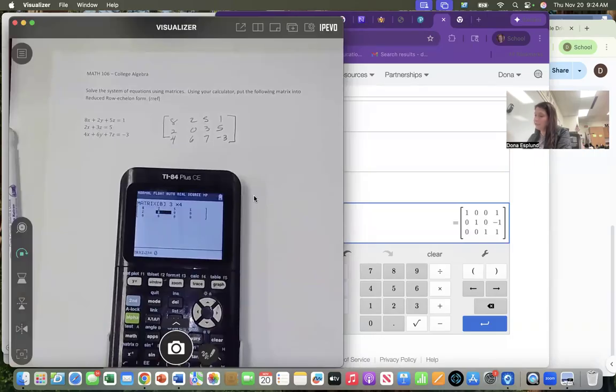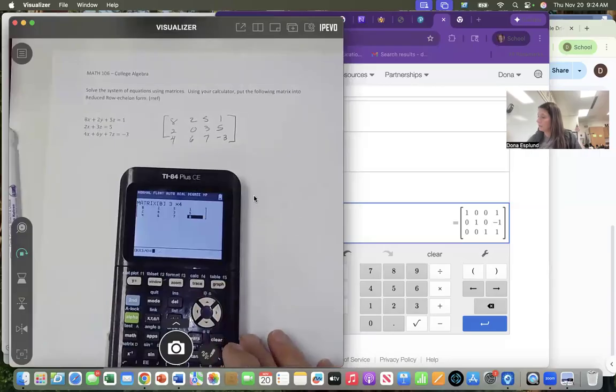Make sure you have the 0 represented if you don't have a variable. And then 4, 6, and 7. Now, I do want to point out I have a -3. If you use your operation button, if I put a -3 here and then enter, it will not work.